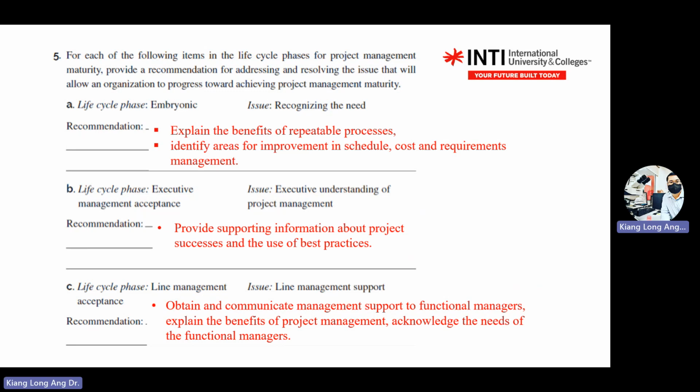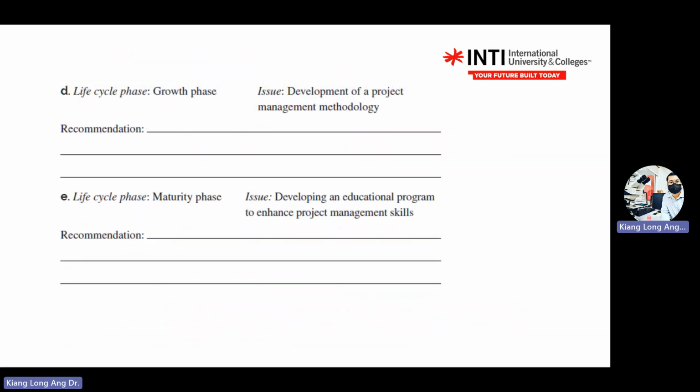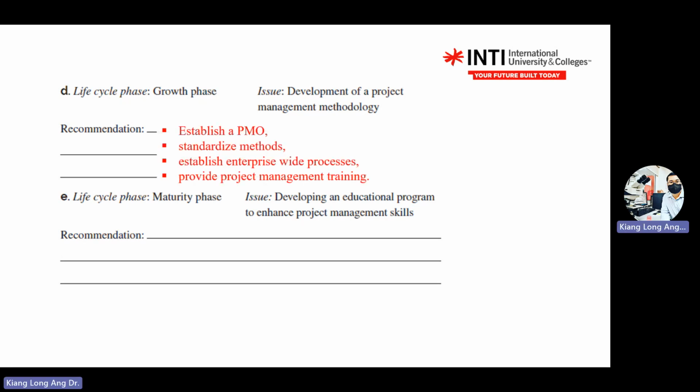Okay, so we have all these phases. Then number 5, you go to the growth phase. You pass the functional unit phase and go to growth phase. Here you have one issue, development of the project management methodology, meaning your plan has some issue. During the growth phase, you establish a PMO. What is PMO? Project Management Office. You set up a team as an office. They call it Project Management Office.